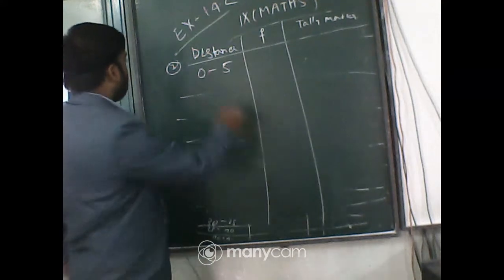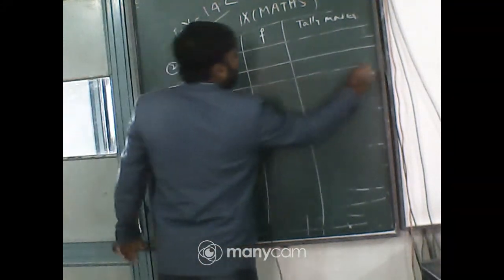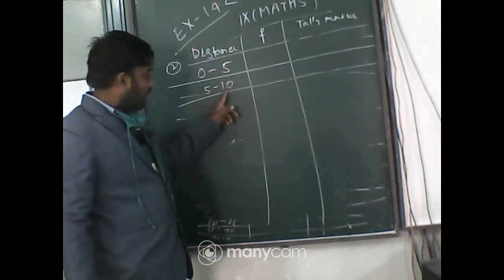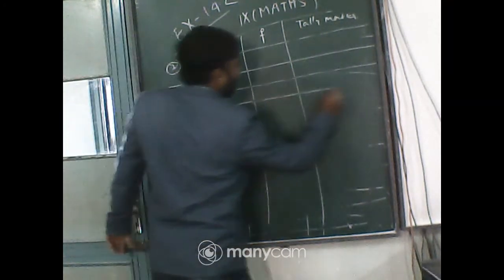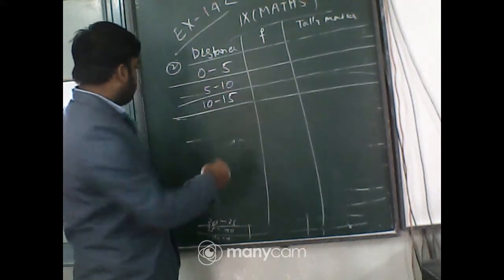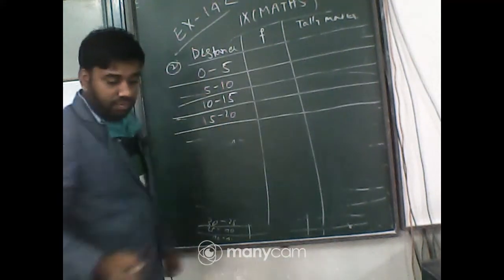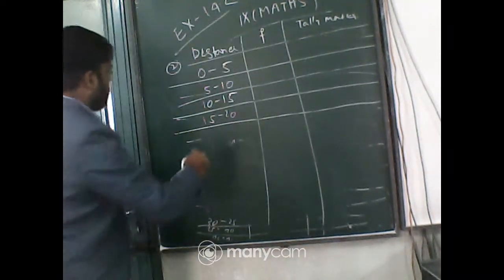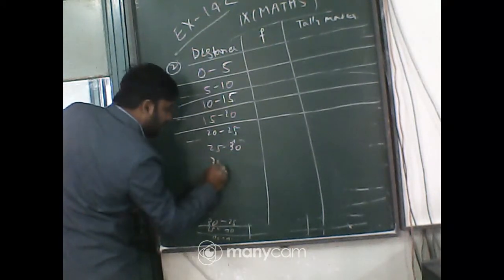Okay, next interval, 5 to 10. Here the lower limit is 5 and the upper limit is 10. So what is the class length? 10 minus 5, that is 5. Okay, next 10 to 15, 15 to 20, and from the data we have to go up to 35: 20 to 25, 25 to 30, and 30 to 35.